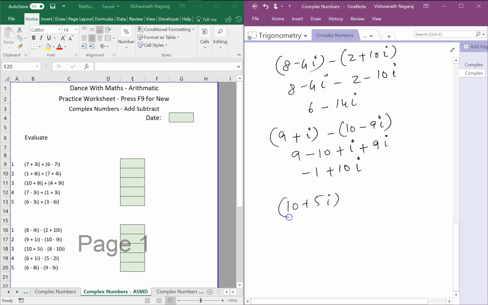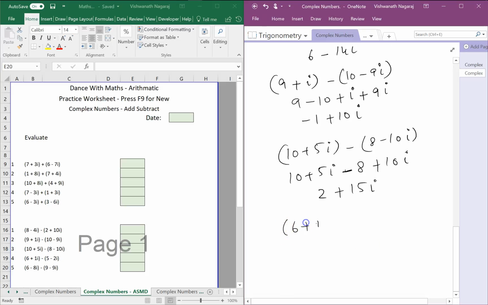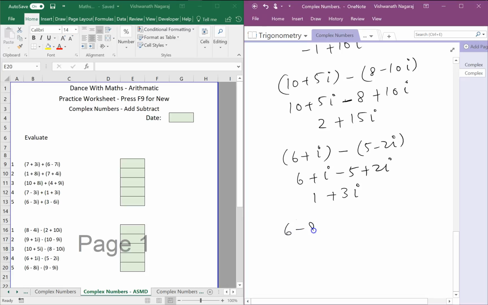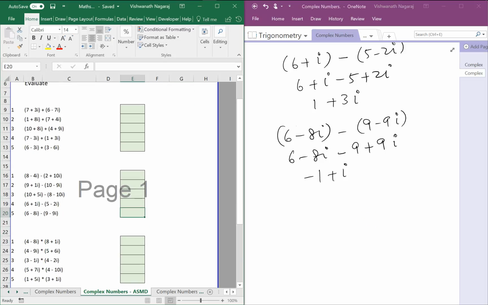10 plus 5i minus (8 minus 10i). So 10 plus 5i minus 8 plus 10i. So 10 minus 8 is 2 plus 15i. 6 plus i minus (5 minus 2i), so 6 plus i minus 5 plus 2i. 6 minus 5 is 1 plus 3i. 6 minus 8i minus (9 minus 9i), so 6 minus 8i minus 9 plus 9i. 6 minus 9 is minus 3, and 9 minus 8 is 1, so plus i. Okay, let's look at multiplication now.